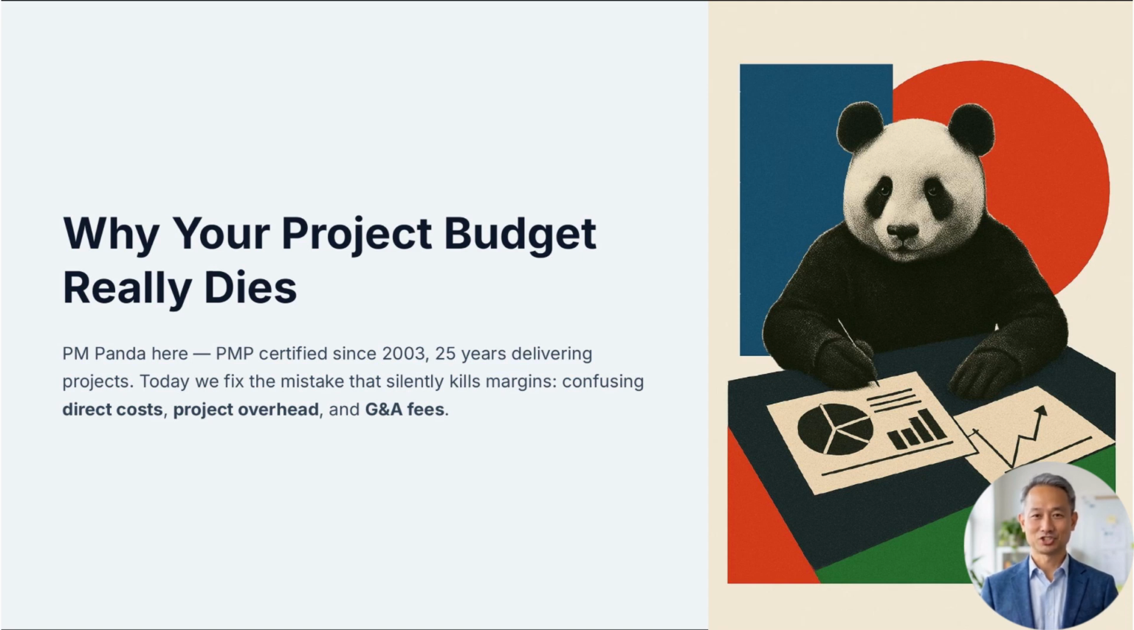The mistake I'm about to show you is how budgets really die. Have you ever had your project budget wiped out because you completely forgot to include corporate accounting fees? It is a gut-wrenching feeling to deliver a technically perfect project only to find out you actually lost money. Today, we are going to fix that by mastering the difference between direct costs, project overhead, and G&A fees so your margins never vanish again.